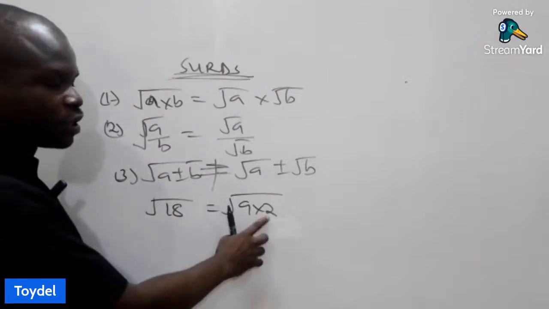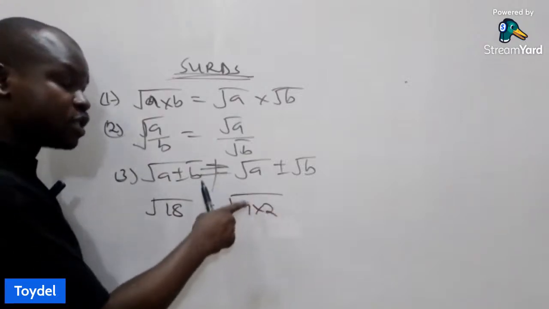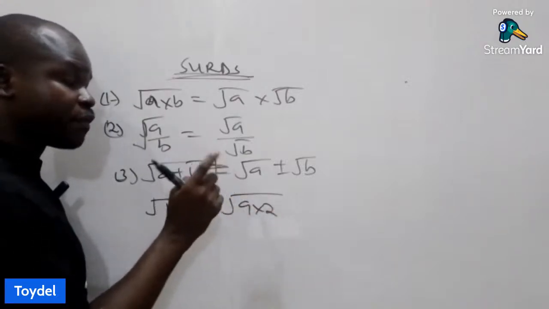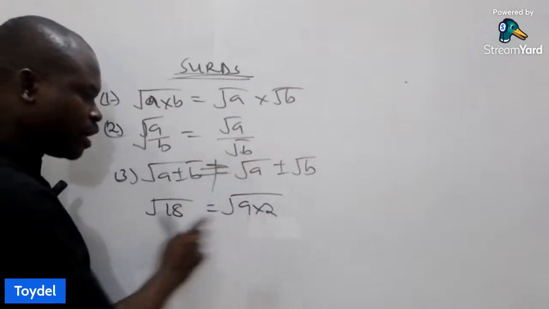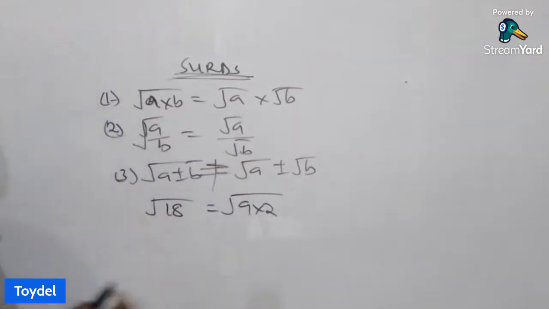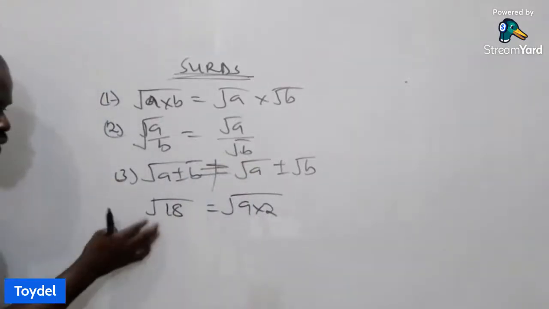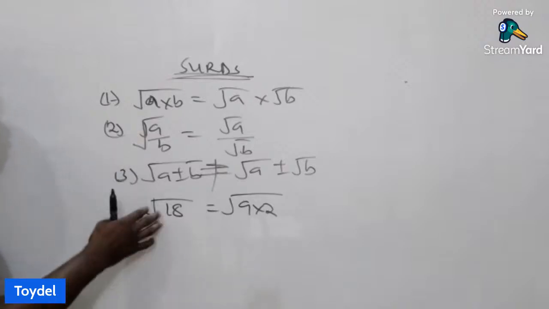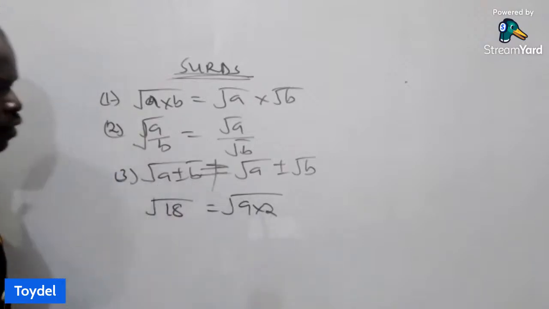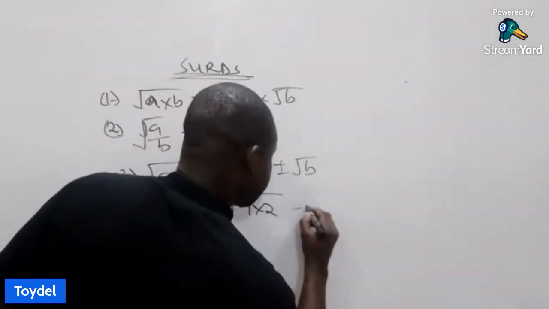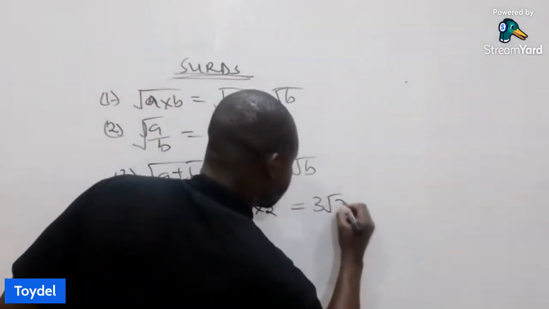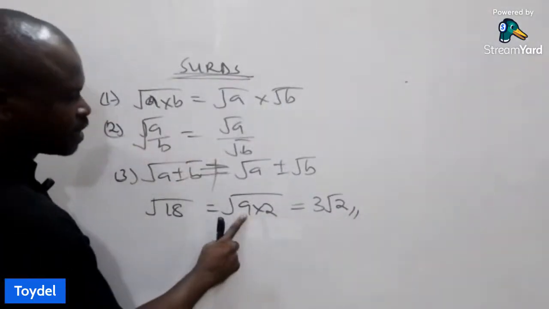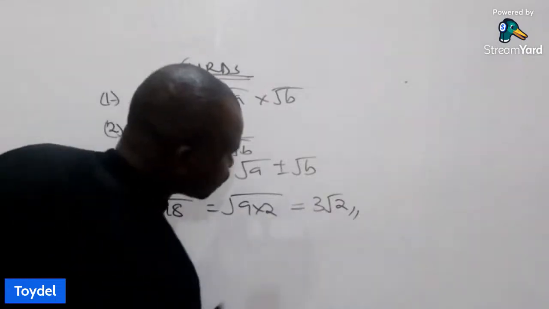2 is not a perfect square because the square of 2 is 4. The square root of 2 is 1.414. So it's not a perfect square. So if you have a surd, for you to be able to perform any operations on that surd, you try as much as possible to rewrite that surd in its basic form. And the basic form of root 18 simply is the same thing as 3 square root of 2, because square root of 9 is 3. Then 3 multiplied by root 2 is going to give us this.